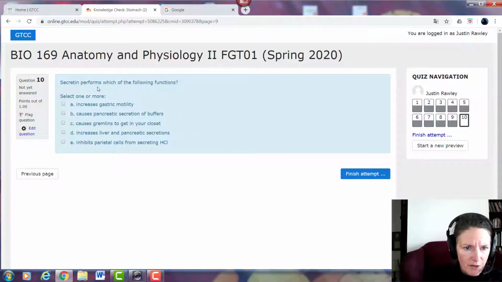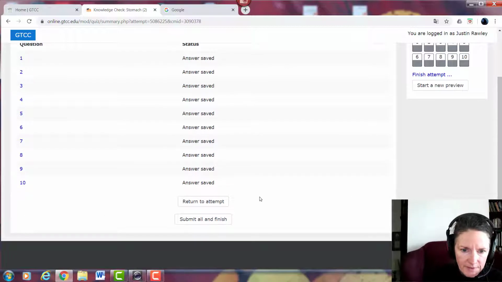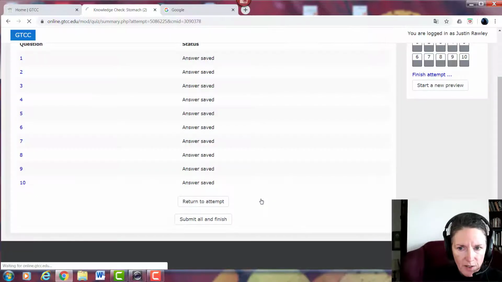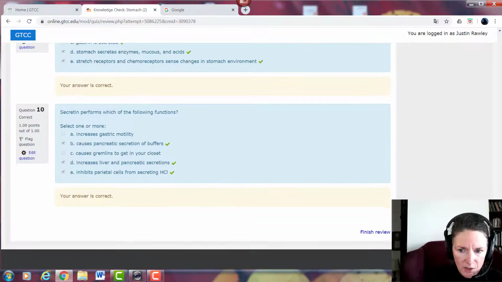All right. Secretin performs which of the following functions? It's going to increase buffers from the pancreas. It's going to increase liver and pancreatic secretions. And inhibit parietal cells from secreting hydrochloric acid. Anything in here I missed? It's not going to increase gastric motility, it's going to decrease it. Let's see what we got here. Let's see if I missed something. Submit all and finish. Let's see what we got here. It says we got them all right here, so this quiz seems to be okay. No issues here.